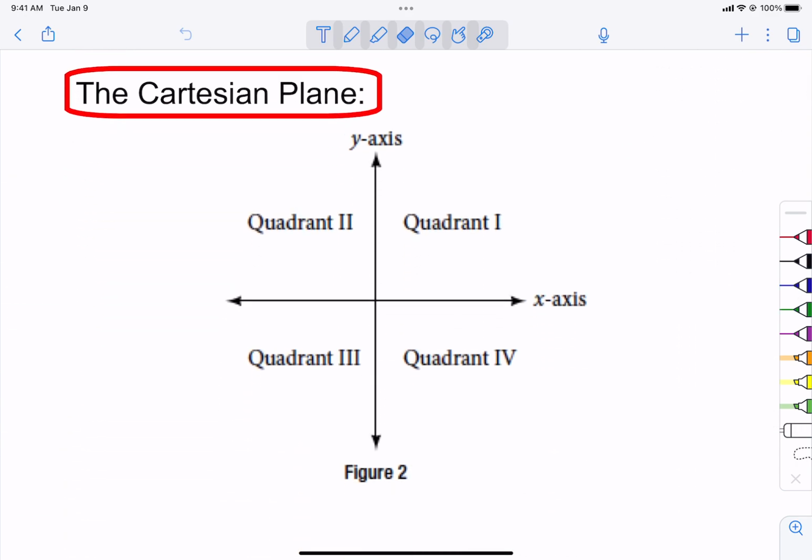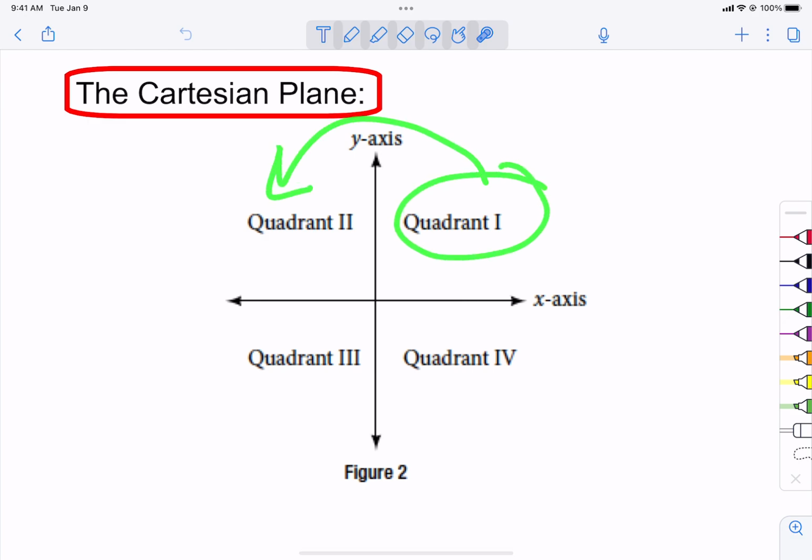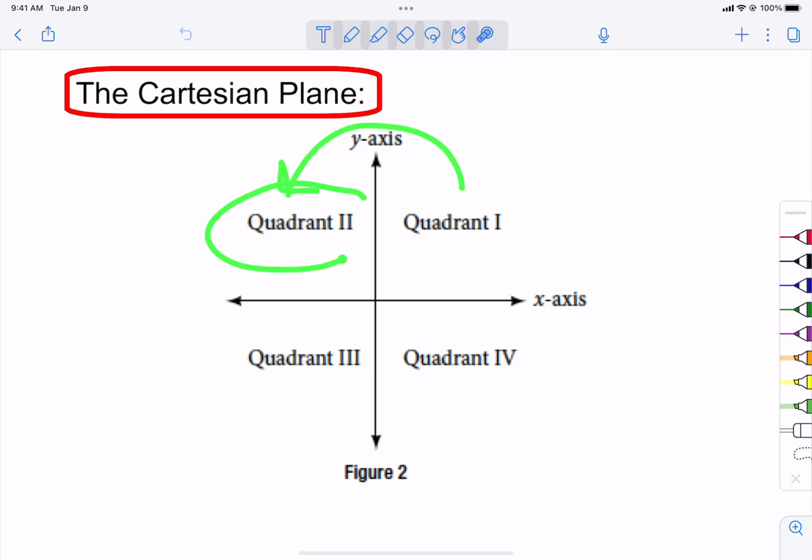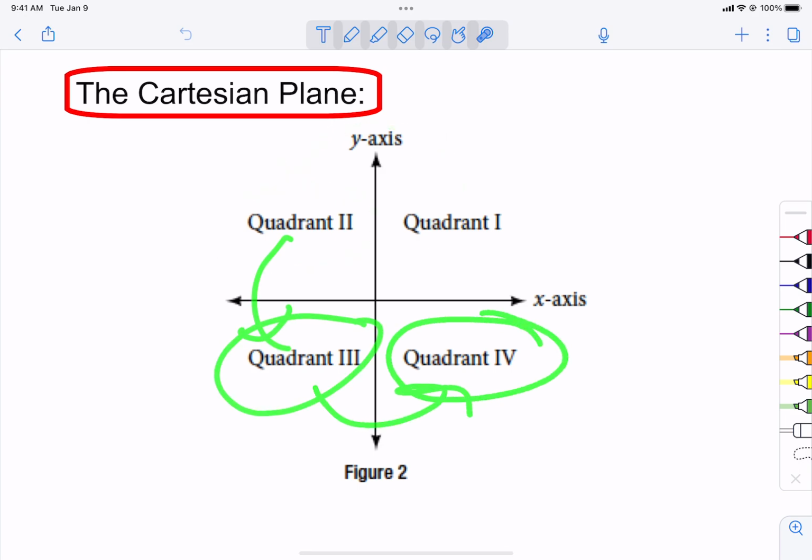So let me remind you some things about your Cartesian plane. The Cartesian plane was named after a mathematician named Descartes. He was a French mathematician, and we are showing our two coordinate axes, our x-axis and our y-axis. Remember that the quadrants start here. That's our first quadrant, and then it goes around counterclockwise. So that's quadrant 1, and then it goes to quadrant 2, and then quadrant 3, and then quadrant 4.